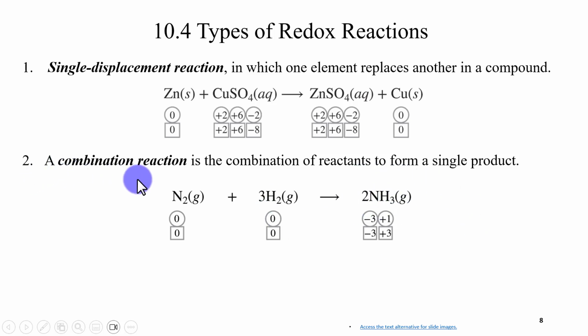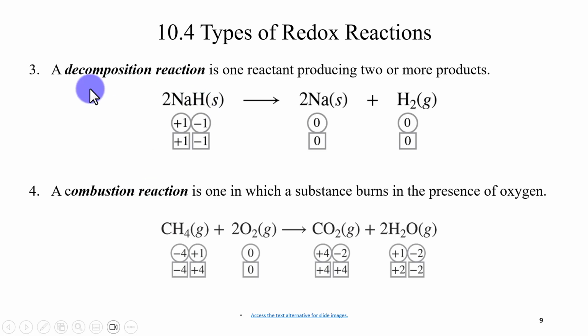That's a combination reaction. A decomposition reaction is when you start with one reactant and it breaks down to give you 2 or more products, just like here. So sodium hydride breaking down to give you sodium solid and hydrogen gas.